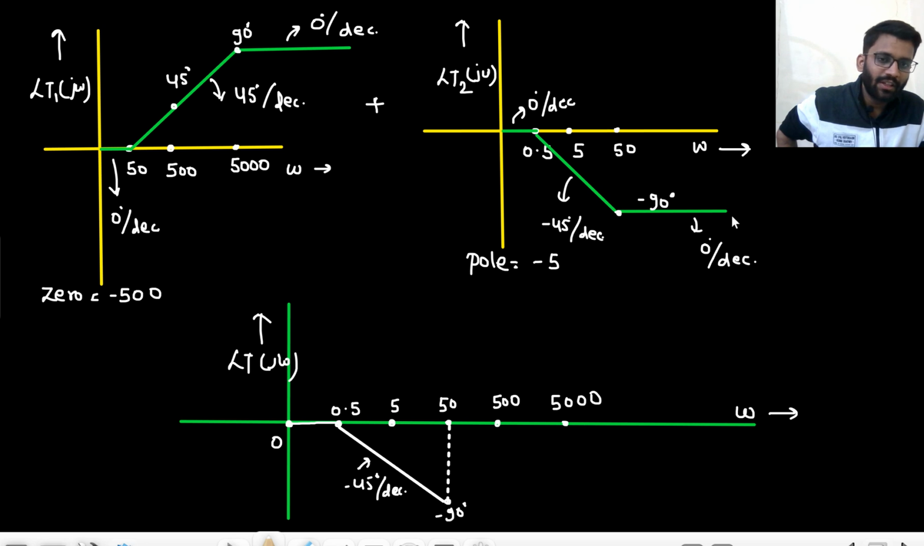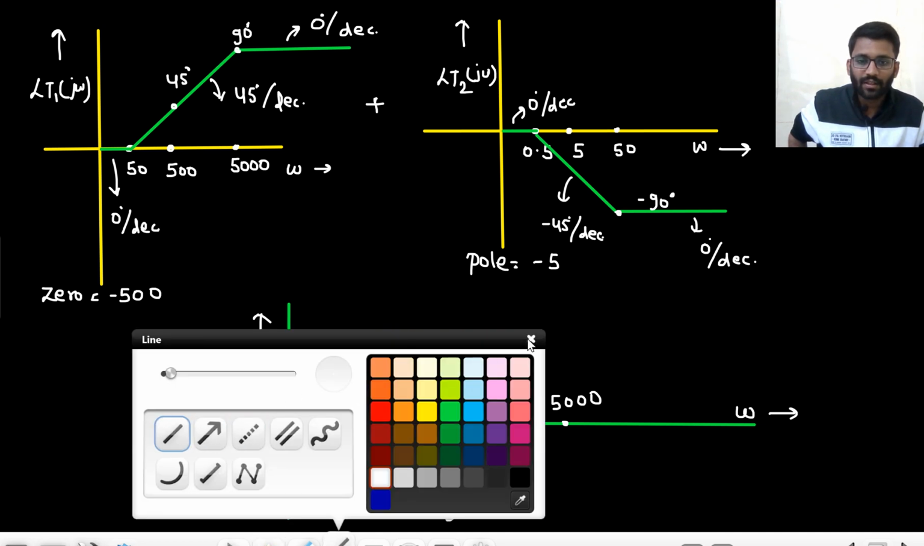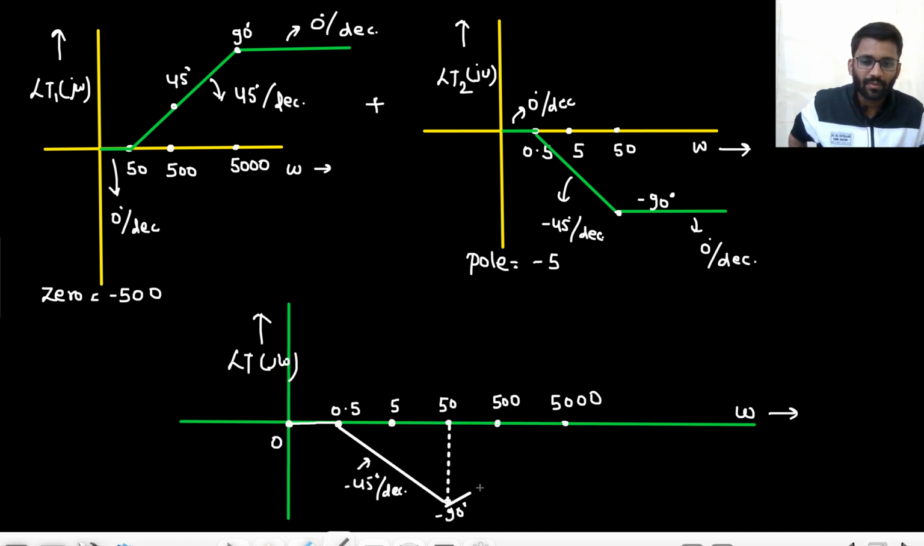Now here the slope is 0 degree per decade. After everything, the slope is 0 degree per decade. Just minus 90 will be added. But don't forget, just add the slopes. This is 0 degree per decade and this is 45 degree per decade. So now you have 45 degree per decade slope. So the slope will be 45 degree per decade, and it will go till 5000.